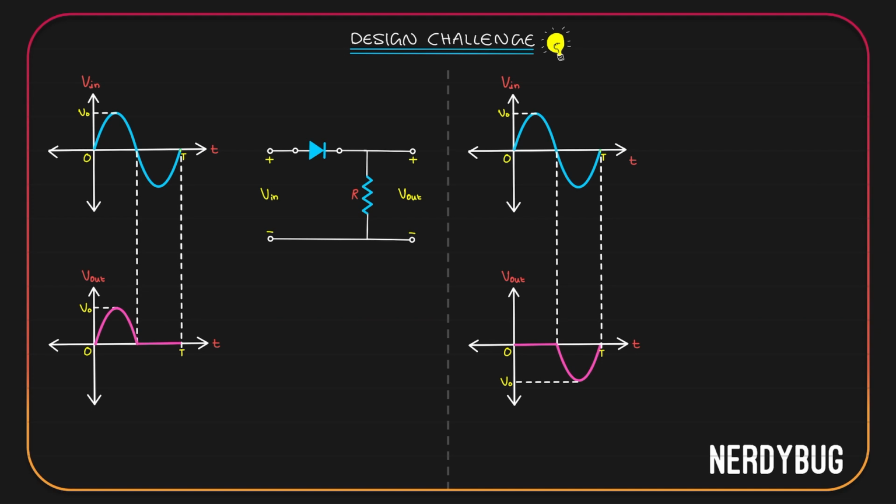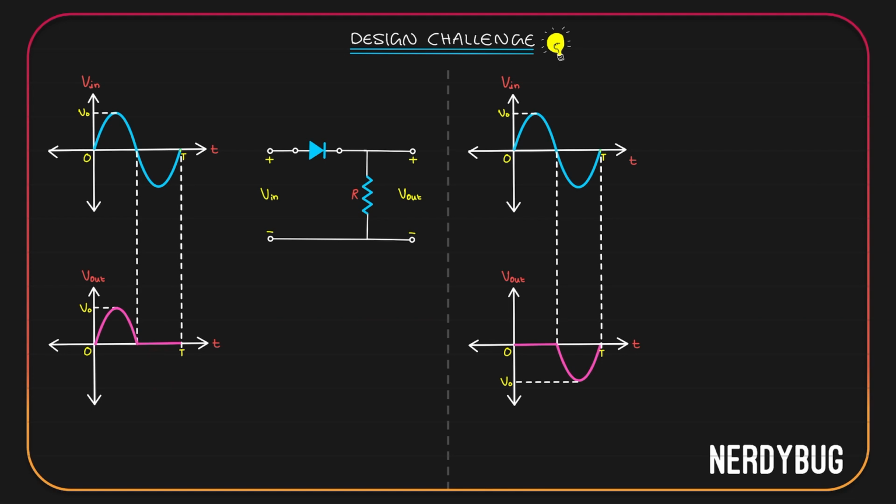In the positive half cycle, the diode will get positive here, negative here. It will be forward biased and output will be equal to the input. In the negative half cycle, the diode will get negative potential here, positive potential here. It will be reverse biased. We will model it as an open circuit. No current is going to flow through the resistor. Output will be 0. We will get exactly this.